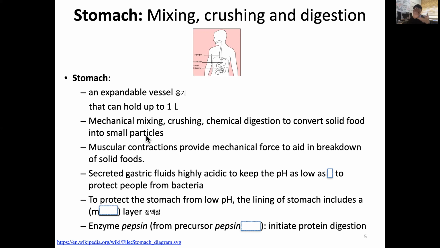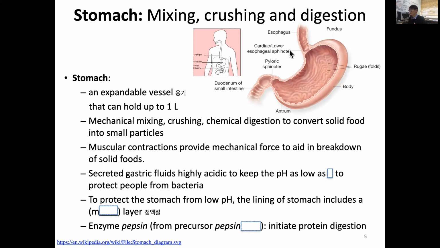For that, the stomach has to be covered with muscles. So let me show you the anatomy of the stomach and esophagus. There exists a lower esophageal sphincter, which blocks the reflux from the stomach. And the stomach inside is very much a folded shape, which is called the rugae. And from the stomach to the duodenum, there's a pyloric sphincter. And the stomach layer has a lot of muscle. So this muscular contraction provides mechanical force to aid in breaking down solid food.